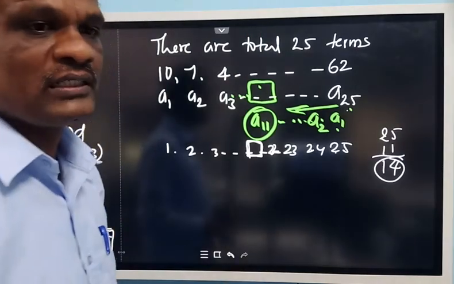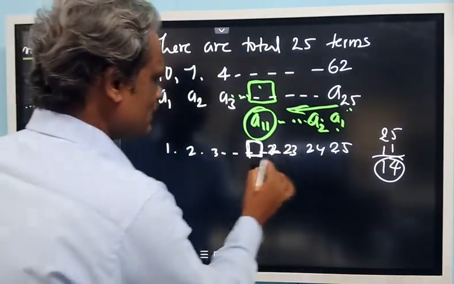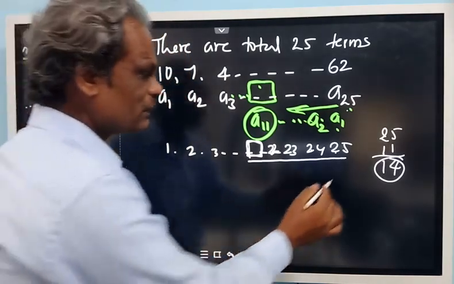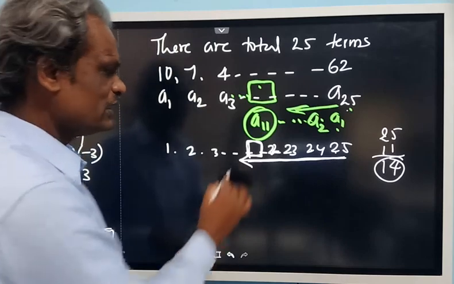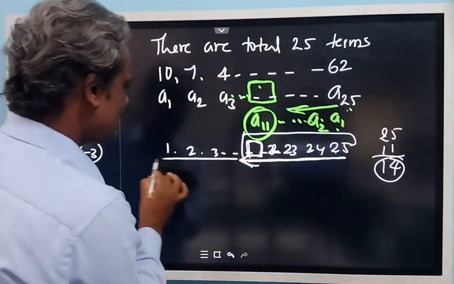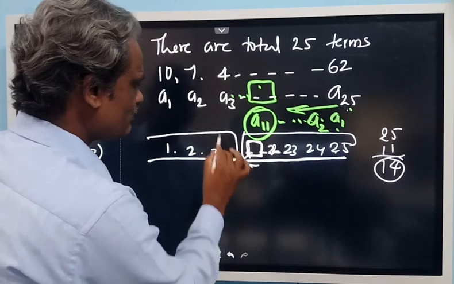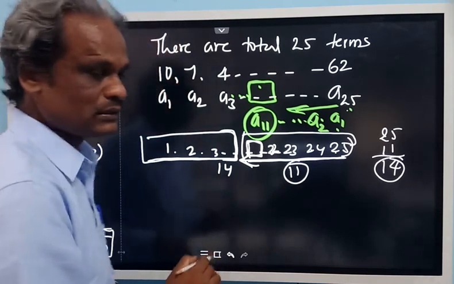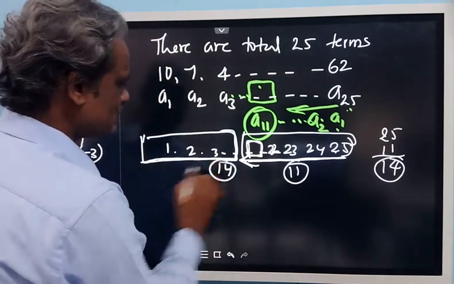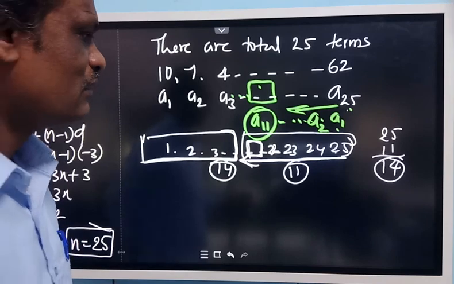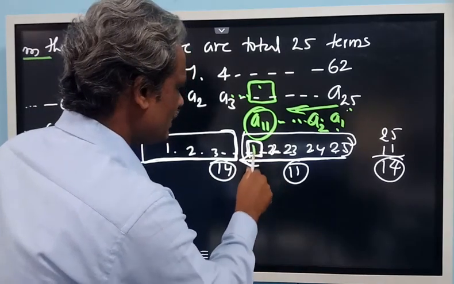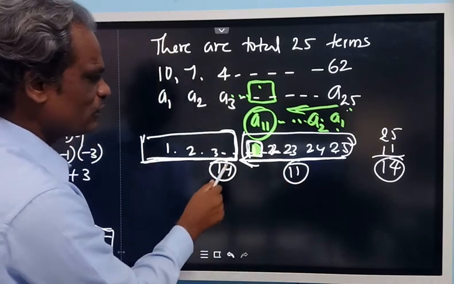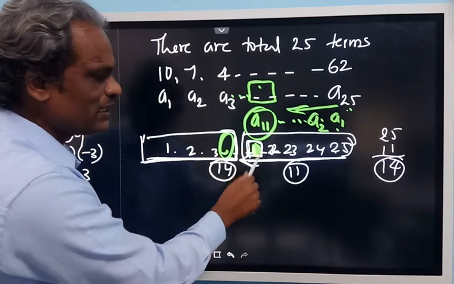But it cannot be the 14th term. It must be the 15th term. Because you have subtracted 11 terms from this list, this will be 14 terms, from the beginning up to here. But what is the question they have asked? We want the 11th term, this one. When you subtract 11 terms, you get 14 terms, but if you calculate the 14th term, you will get this number, not this one.